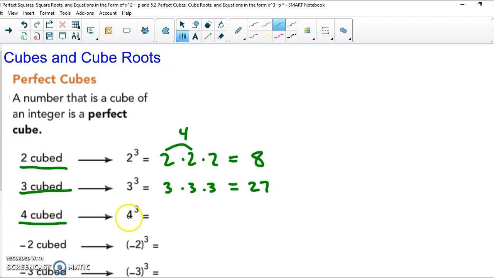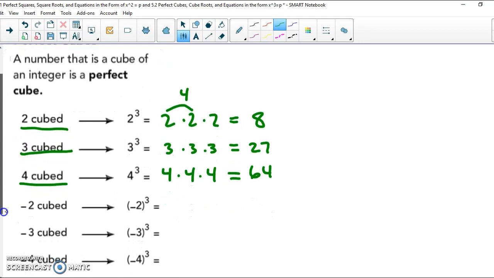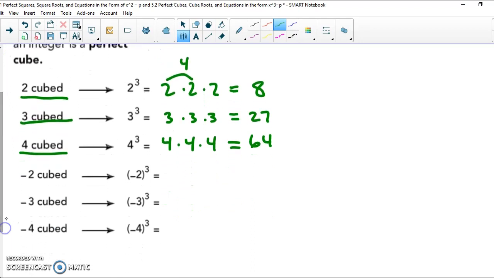4 cubed then is 4 to the third power, and it literally means 4 times 4 times 4. 4 times 4 is 16. 16 times 4 is 64. So be careful with those cubed roots as you're first getting used to them. And just like with perfect squares and square roots, we can also cube negative numbers.